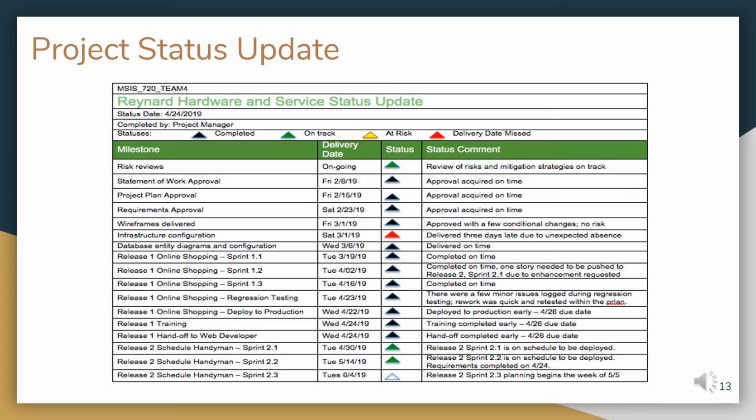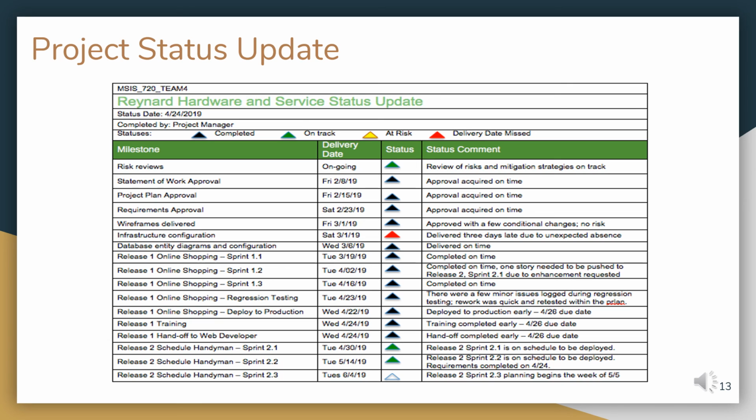Since our last update on 3/13/2019, we have successfully deployed online shopping Sprint 1.1, Sprint 1.2, Sprint 1.3, finished regression testing, deployed Release 1 to production, completed training, and handoff to the web developer, thus completing online shopping for Reynard hardware and service.